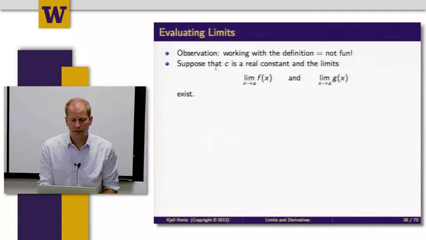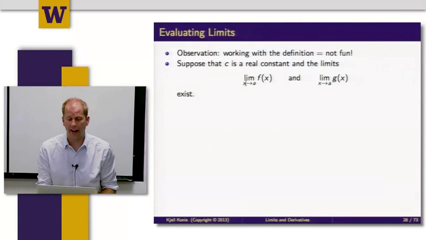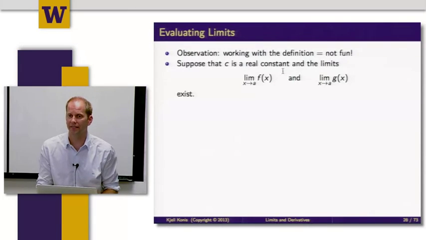So I'm going to suppose that c is a real valued constant and that the limits as x goes to a of f of x and as x goes to a of g of x both exist. So they don't necessarily need to be finite, but they need to be something that I can make sense of. So they can't be 0 divided by 0, infinity divided by 0, infinity divided by infinity, things like that.